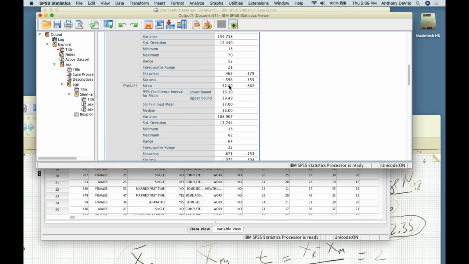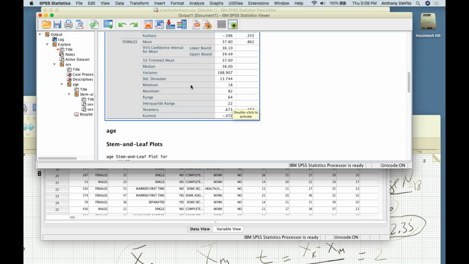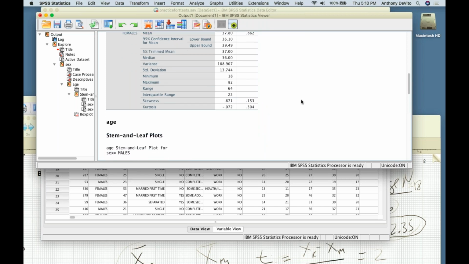Keep in mind, this is a very large sample, 400 plus people. What about the standard deviation? Standard deviation for the males is 12.4 years. For the females it is 13.74. A little bit more variability with the females also, but still pretty close. But quite a bit of variability. We'll see how this impacts everything.